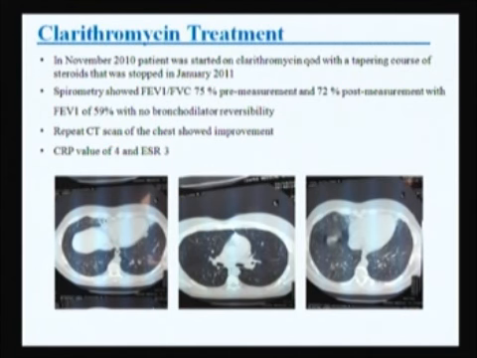Spirometry showed an improved ratio of 75% pre-measurement and 72% post-measurement, with an FEV1 that is now at 59% with no bronchodilator reversibility. A repeat CT scan of the chest showed a clear improvement. CRP was 4 and SED rate was 3.